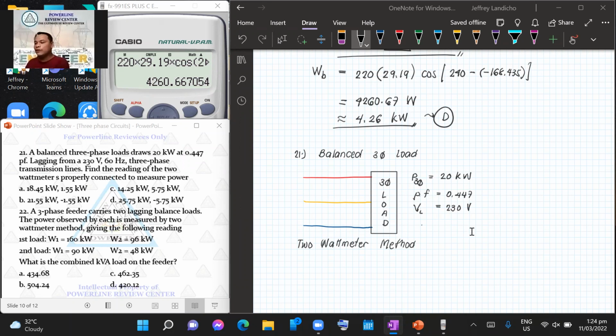Under the 2 watt meter method, if we have a 3-wire system, like here, we have only 3 wires, line A, line B, and line C, and let us consider we did not use a neutral wire. That means the load is like delta, or Y ungrounded. So we have 3 wires, and under the 2 watt meter method, we will use 2 watt meters.